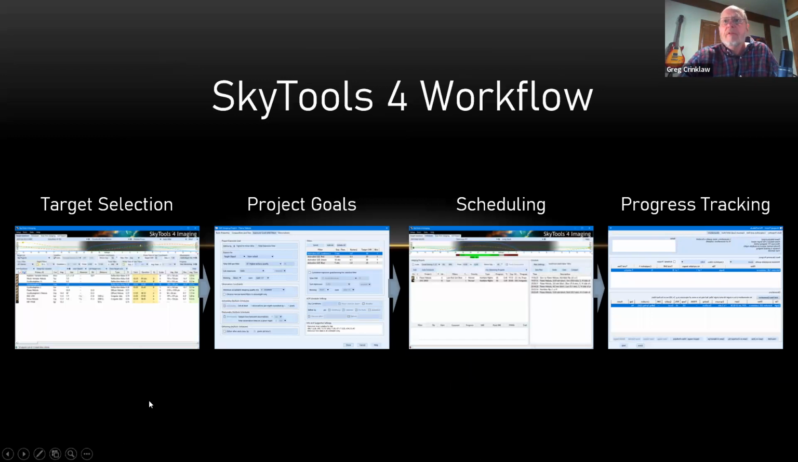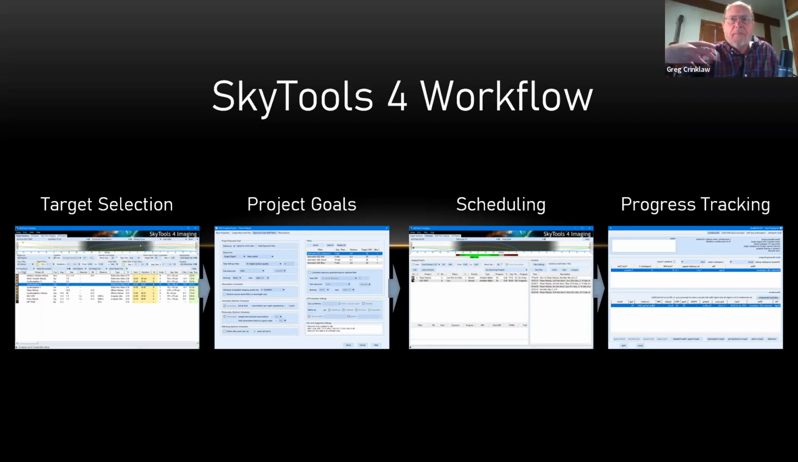And here's another view of it: target selection, project goals, scheduling, and then tracking. Target selection is usually just what's good for my telescope, what'll make a good image. Project goals are what I want to accomplish. Scheduling is on a given night, what's the best time to observe that object and get my images, and then finally progress tracking.